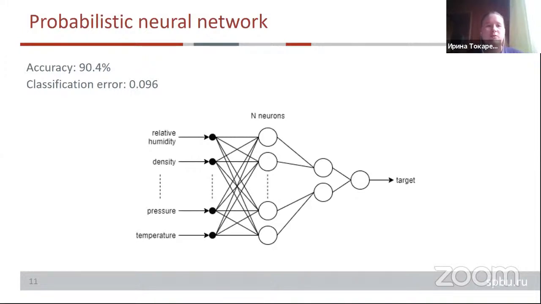Also, we considered a probabilistic neural network. A feature of this network is that the number of neurons in the hidden layer is equal to the number of examples in the training set. So basically, it just stores the whole set. The accuracy of such a network is 90.4%.